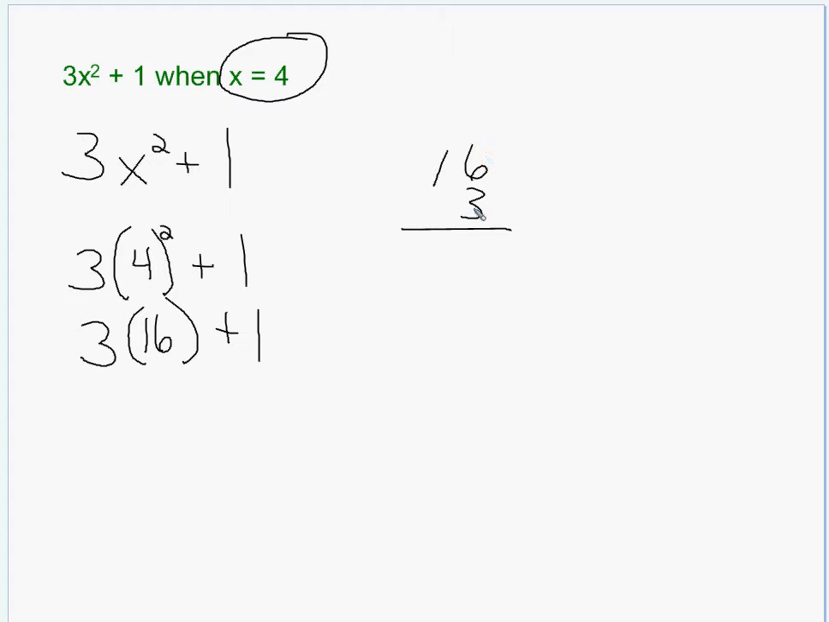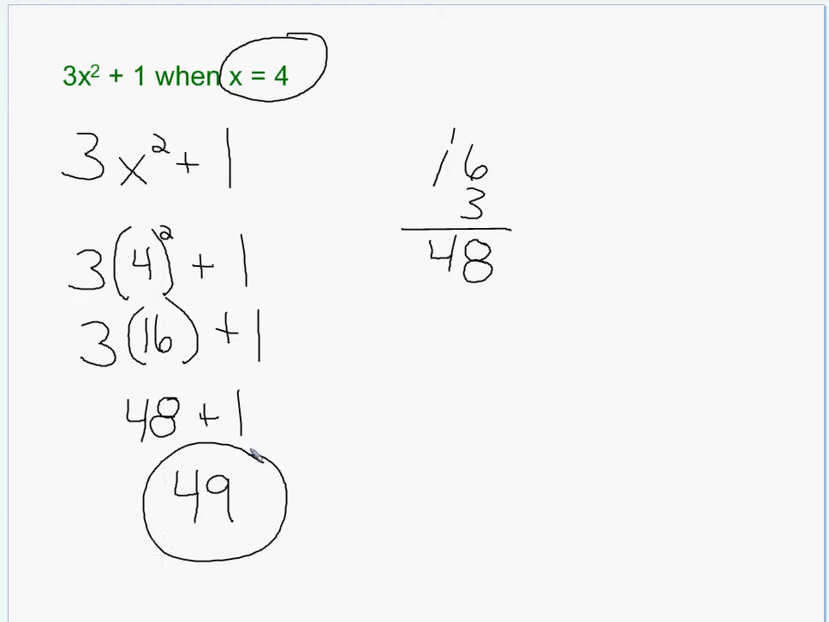3 times 16 is 48. Once again, if you don't know those basic facts, I really encourage you to work on those. At this point, I assume you guys know all your basic addition, subtraction, multiplication, division. So, when we add 48 plus 1, we come up with 49.